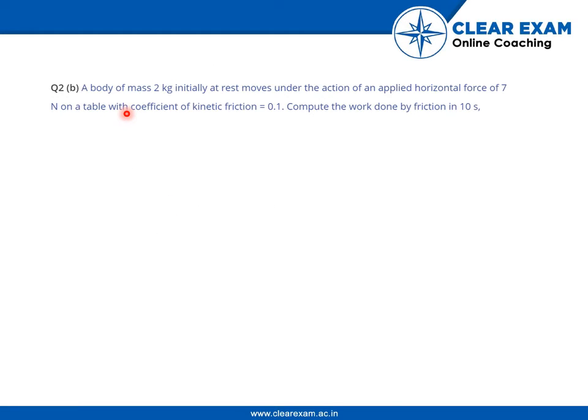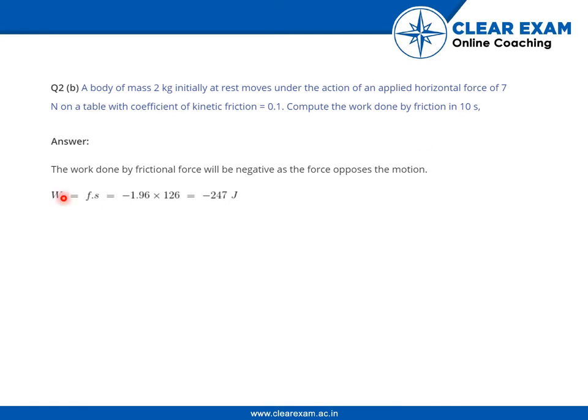So the next question asks, a body of mass 2 kg initially at rest moves under the action of an applied horizontal force of 7 Newton on a table with coefficient of kinetic friction 0.1. Compute the work done by friction in 10 seconds. So the work done by the frictional force will be negative as the force opposes the motion, and we know the formula W equals Fs. So minus 1.96 into 126 gives us minus 247 joule.